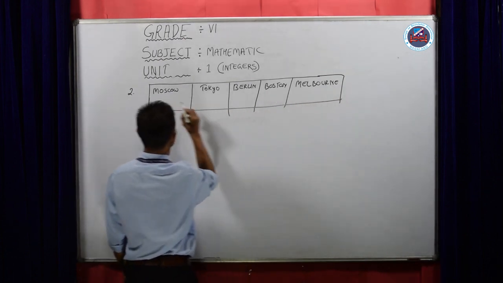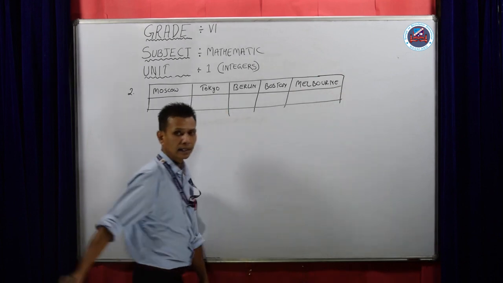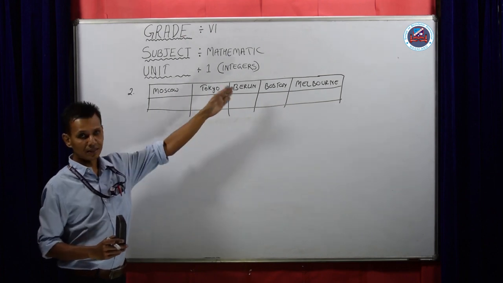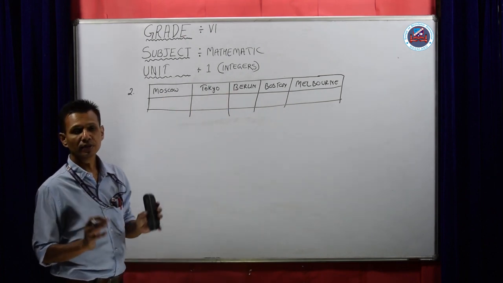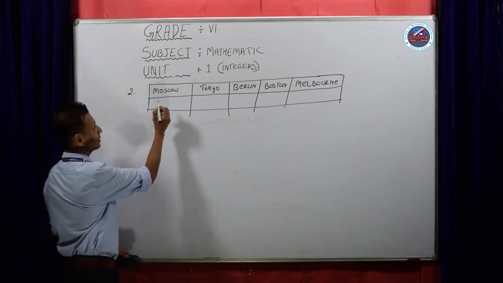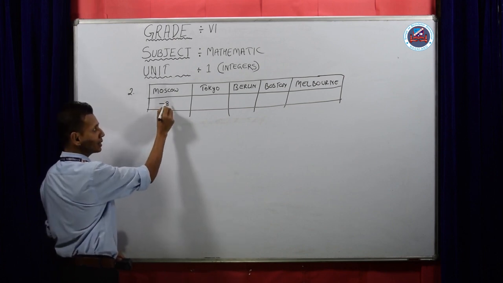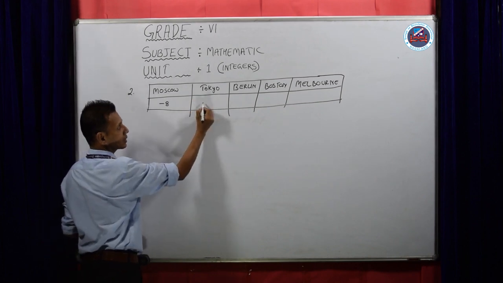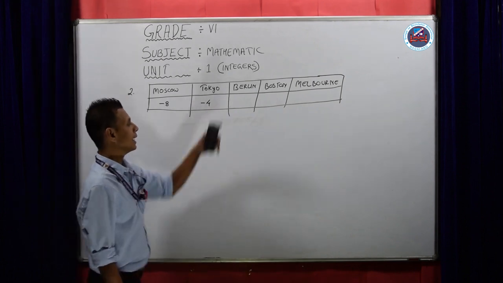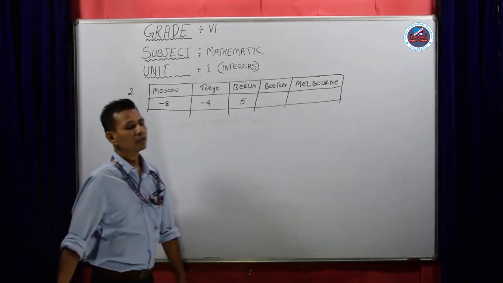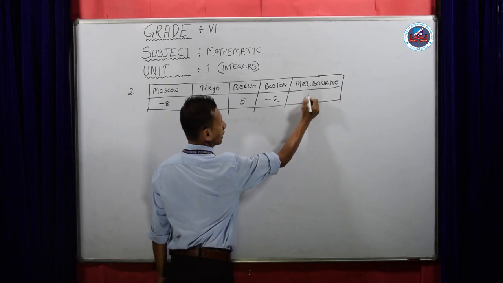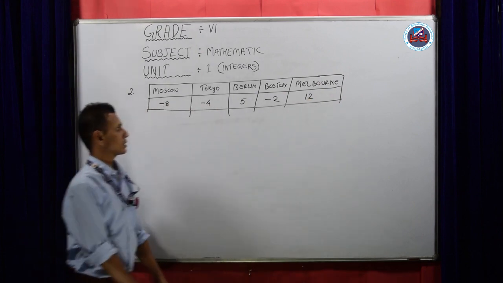You can see this in your textbook. Now, they have given some temperatures. These are the cities' names, and these cities have certain temperatures during midday. You will get it in the textbook. So Moscow has -8 degrees Celsius, Tokyo has -4 degrees Celsius, Berlin has 5 degrees Celsius, Boston has -2 degrees Celsius, and Melbourne has 12 degrees Celsius.